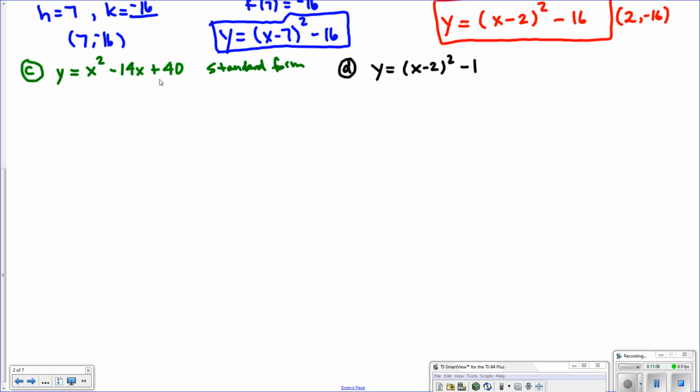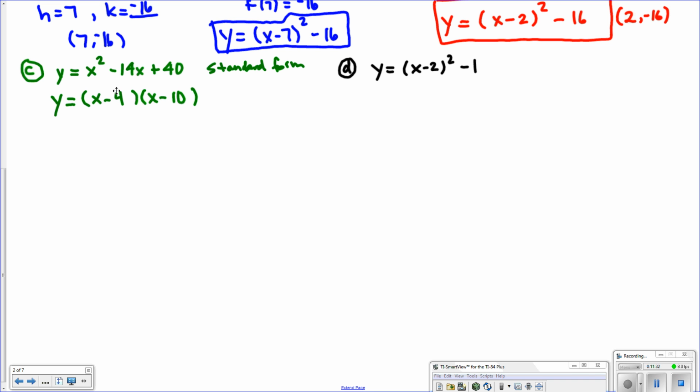So when I'm in standard form here, what I want to try to do is get it to factored form. So let's factor it. And when you factor it, you should end up with x minus 4 and x minus 10. If you needed to go back and take a second to factor it, that's fine. Go ahead and do that there.